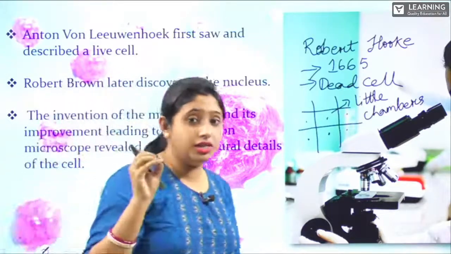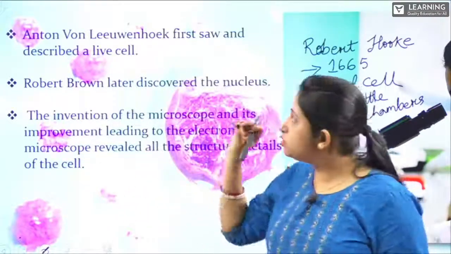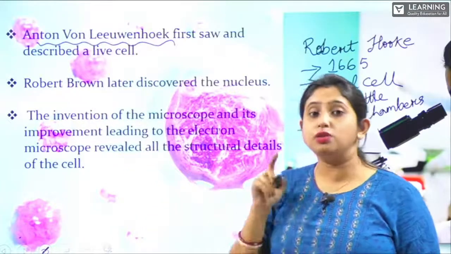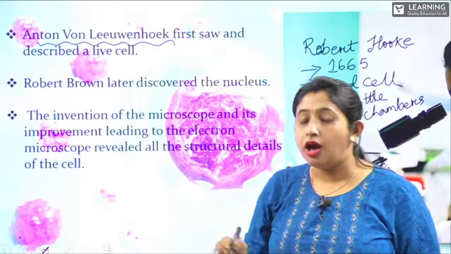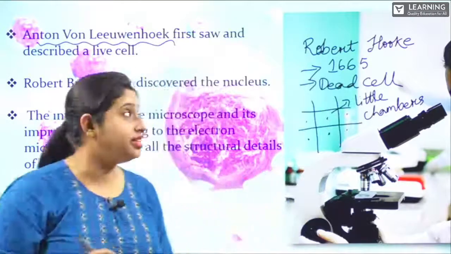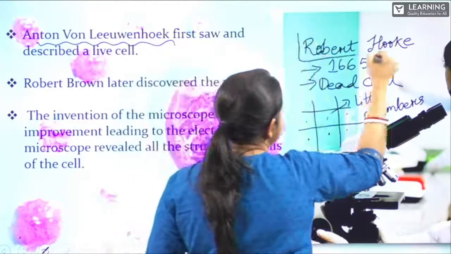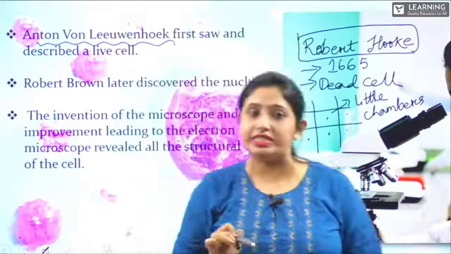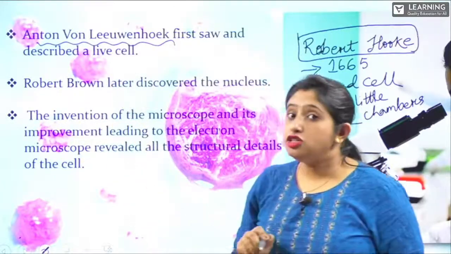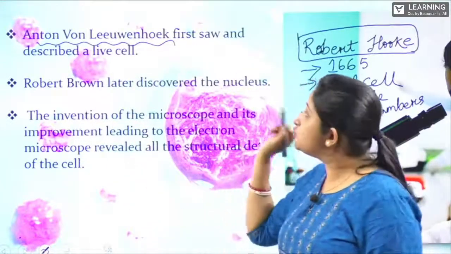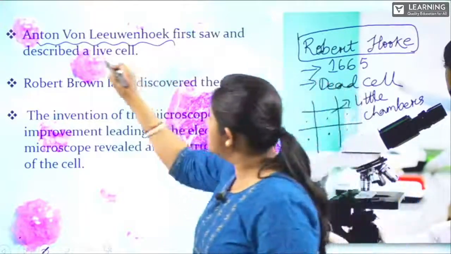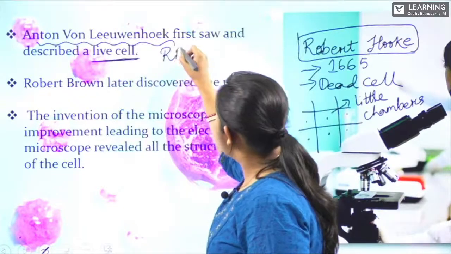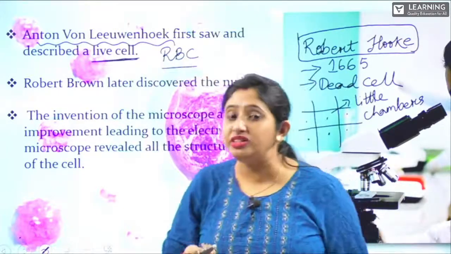But there was another scientist, his name is Anton von Leeuwenhoek, okay? Anton von Leeuwenhoek was the first person to observe the living cell, all right? But the cell was discovered first by Robert Hooke, in the year 1665. But Anton von Leeuwenhoek was the first person to see the living cell, okay? He has seen the RBC cells, and the animal cells.